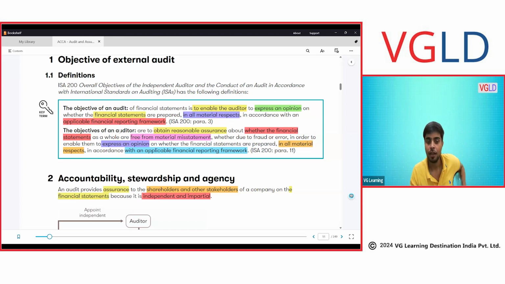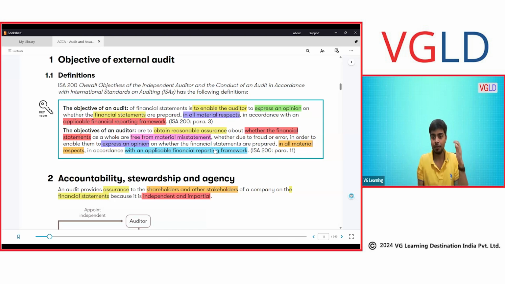Objective of an auditor: to obtain reasonable assurance. What is reasonable? Basically, reasonable assurance, not limited, but reasonable assurance. So audit gives reasonable assurance about whether financial statements, balance sheet, P&L, cash flow as a whole are free from material misstatement, whether due to fraud or error, in order to enable them to express an opinion on whether financial statements are prepared in all material respects in accordance with the applicable financial reporting framework.